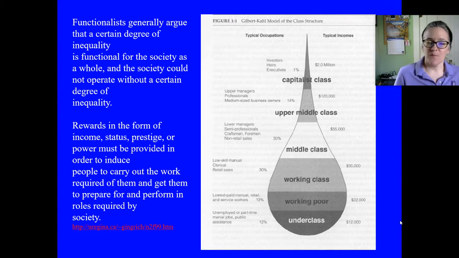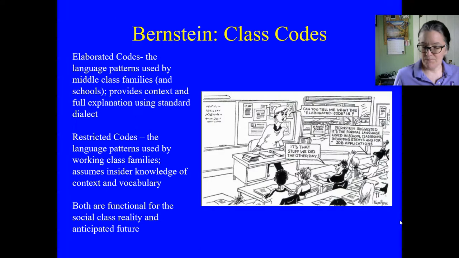And then rewards in the form of income, status, privilege, or power must be provided in order to induce people to carry out the work required of them. So that's the justification for the inequality in remuneration, material remuneration, so wage, salary, benefits, and things like that.